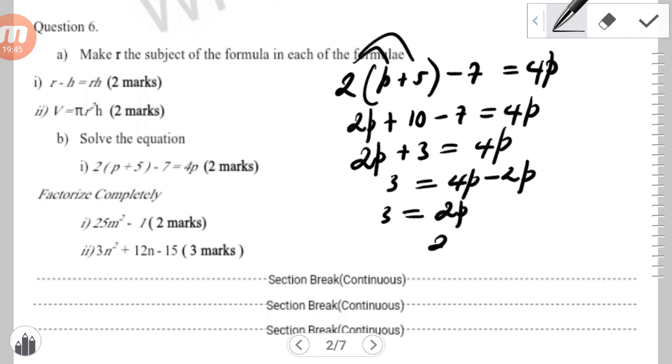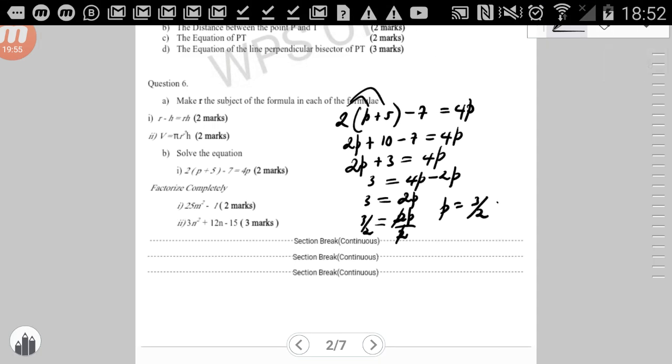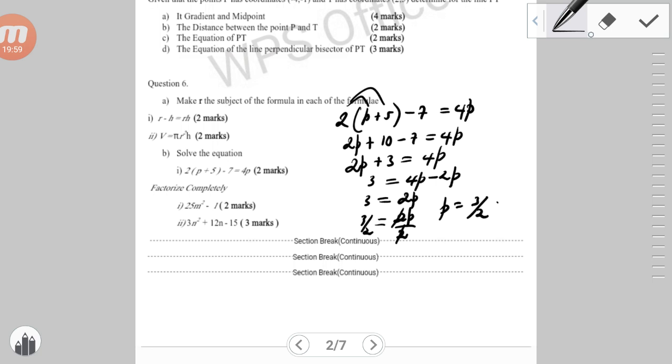And if we divide both sides by 2, you're going to find here that p works out to be 3 over 2. And that is how you work out that particular question. That was pretty quick, pretty easy, nothing too tough.